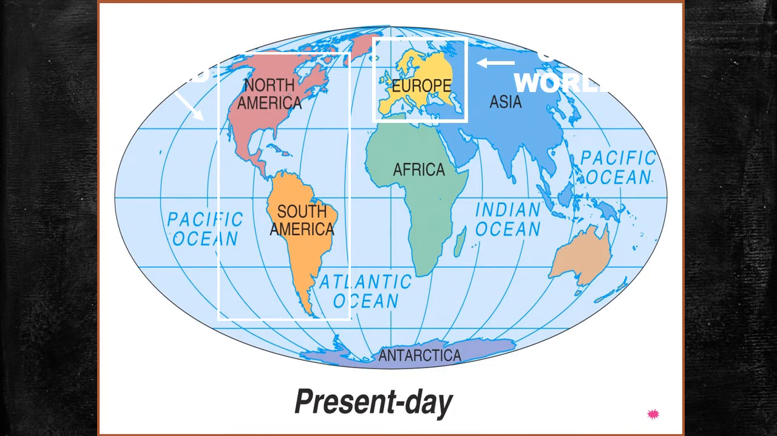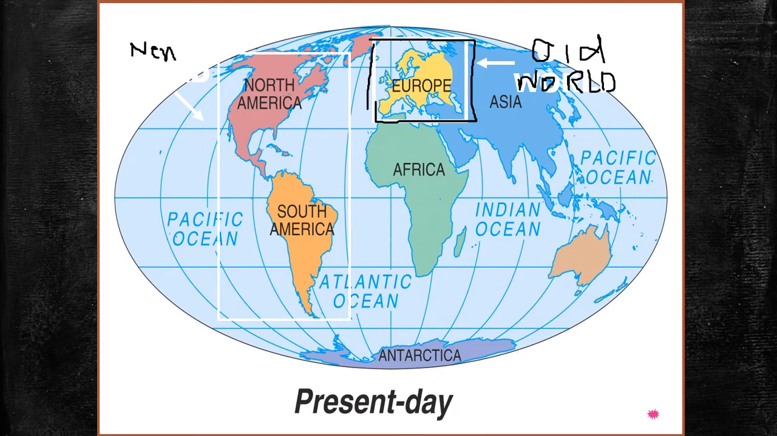Now, let's take a look at this map. So over here in Europe, we have what is known as the Old World. Now you can't see it, it is written on here, but it should say Old World. This is where many explorers were coming from. Spain, Portugal, different countries in the Old World were in search for new lands. So they found what is called the New World.